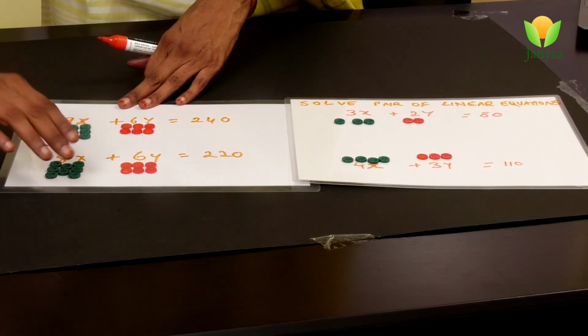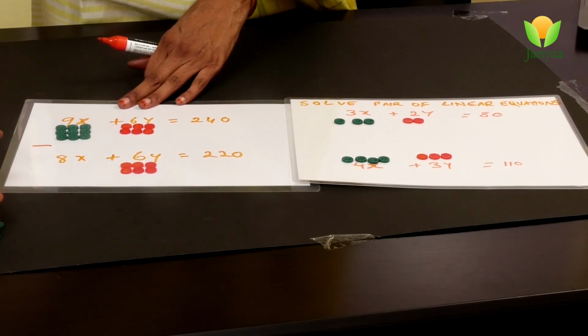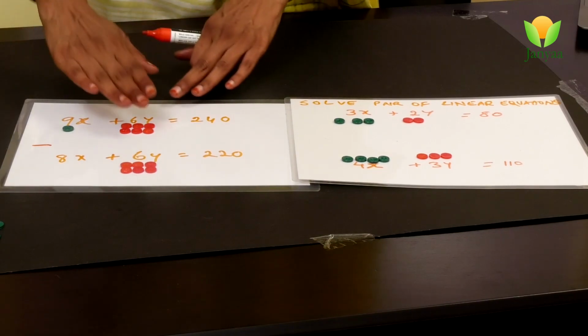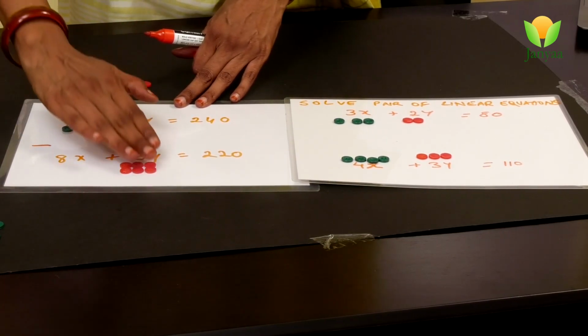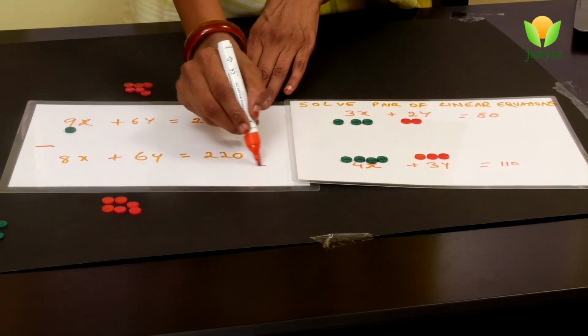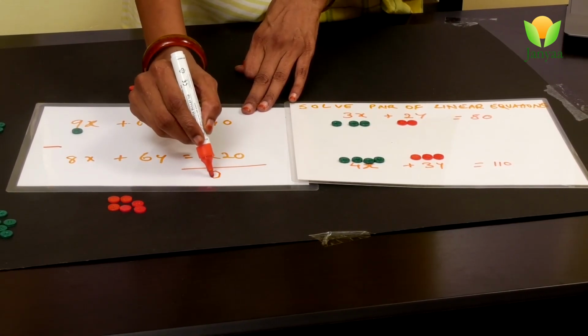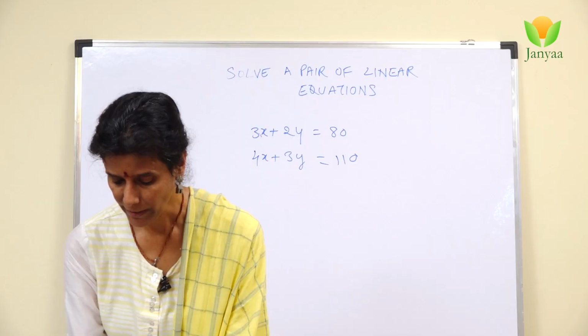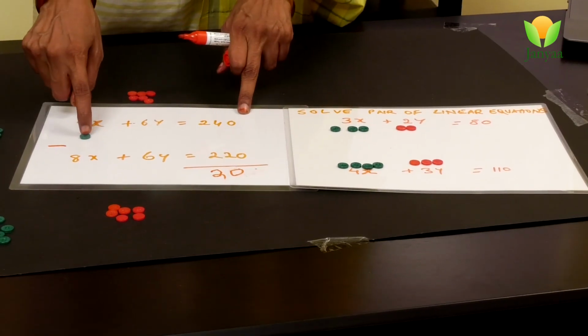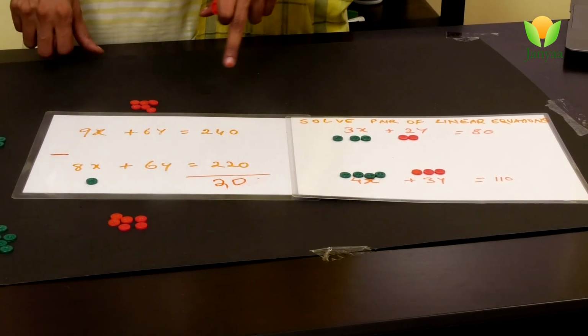So let me see. If I take away 8 buttons from here, I have 1 here. If I take away 6 buttons from here and 6, because they're equal, I can take this out. Now 240 minus 220 is what? 20. So what does it mean? We have x here and x value is 20.